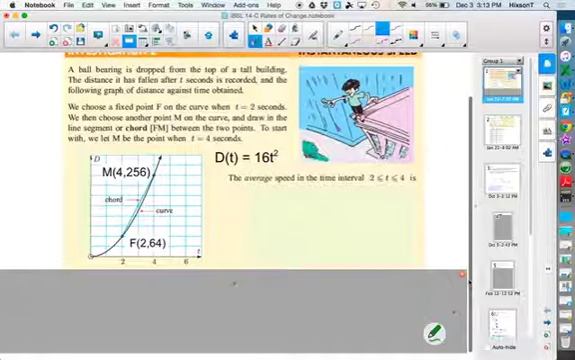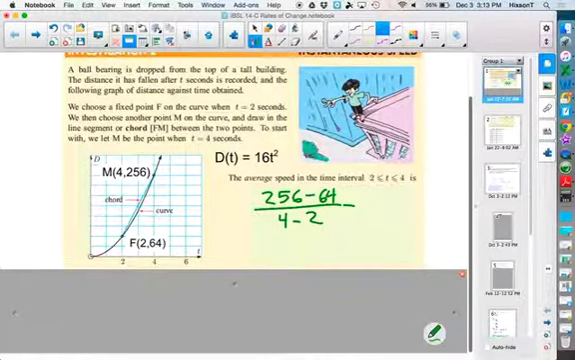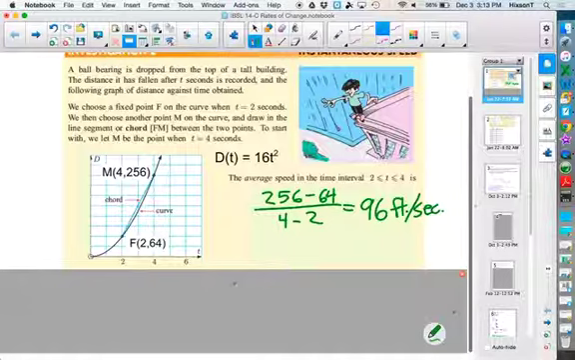256 minus 64 over 4 minus 2. Okay, and you ended up with 96 feet per second. Not squared, that would be an acceleration. This is just velocity, or it's just a speed, okay?